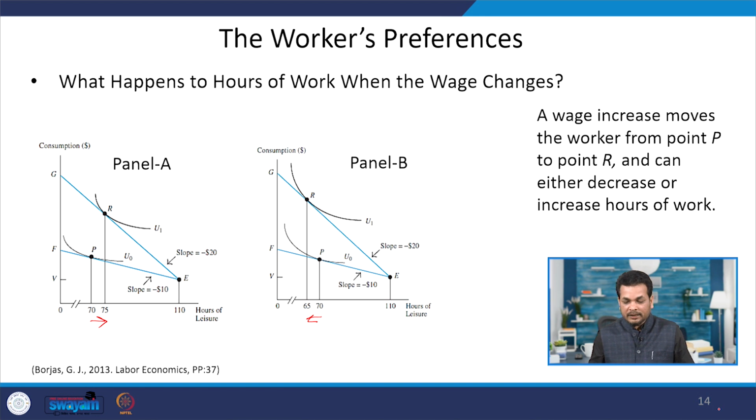So, a wage increase that moves the worker from point P to point R can either decrease or increase the hours of work. We are having a contradictory result, and there is certain ambiguity in the effects of changes in the wage rate on the work hours. The reason for the ambiguity in the relation between hours of work and the wage rate is of fundamental importance, which introduces a set of tools and ideas that plays a central role in all of economics.